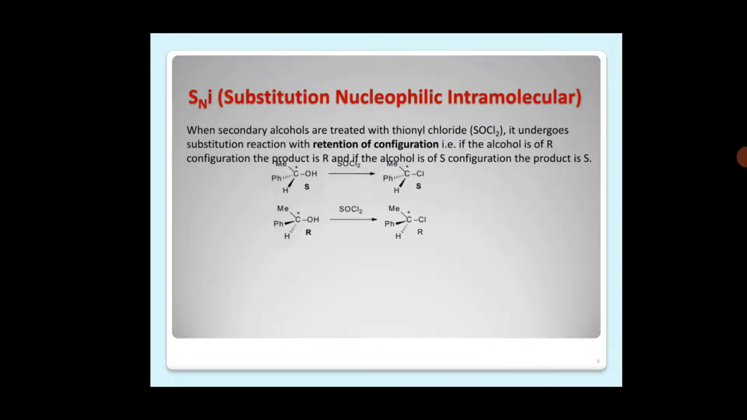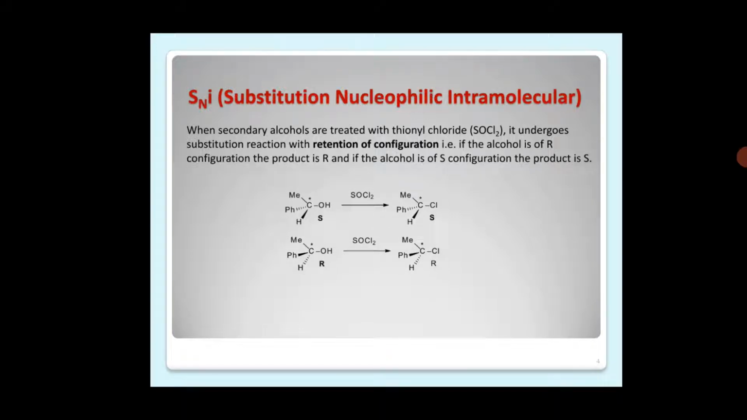If the alcohol is of R configuration, the product is R, and if the alcohol is of S configuration, the product is S. The rate of the reaction is dependent on both the concentration of alcohol and thionyl chloride, and hence the reaction obeys the second order rate equation. But why did the reaction proceed with the retention of configuration? To understand this, we have to look into the reaction mechanism.